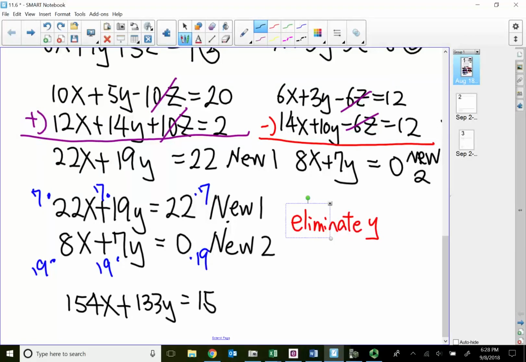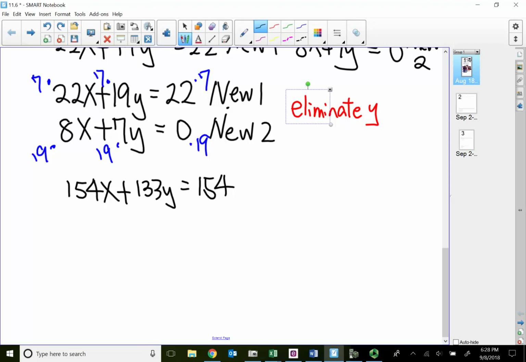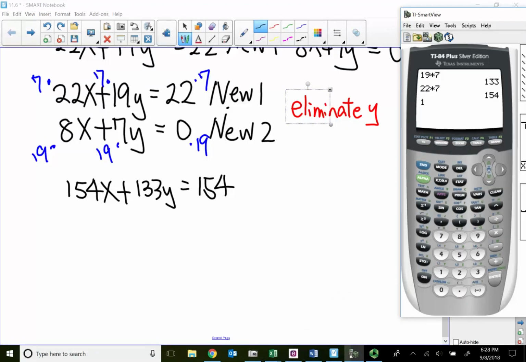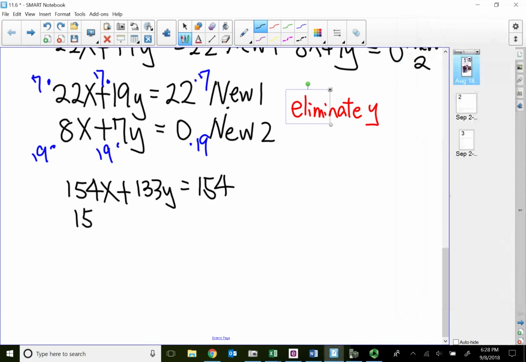equal to 154 again, right? 22 times 7 is 154. 19 times 8 is 152x plus 133y equals 0.